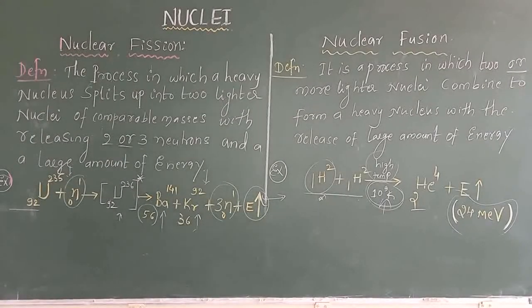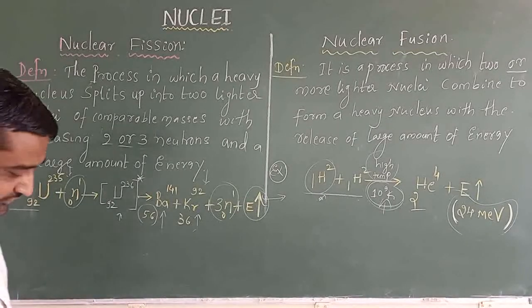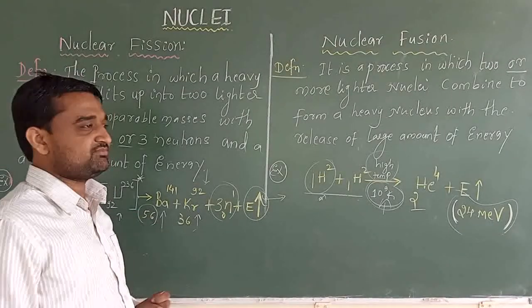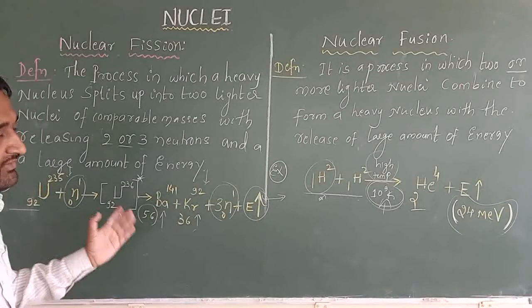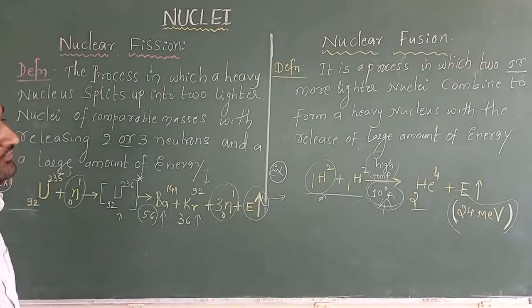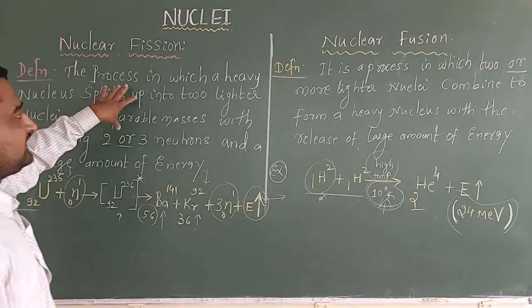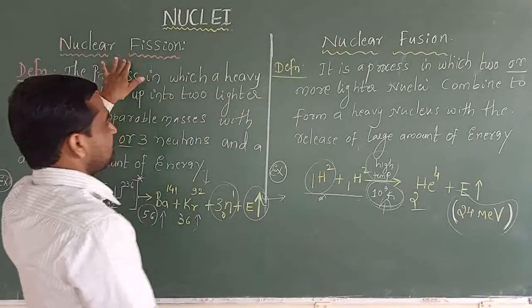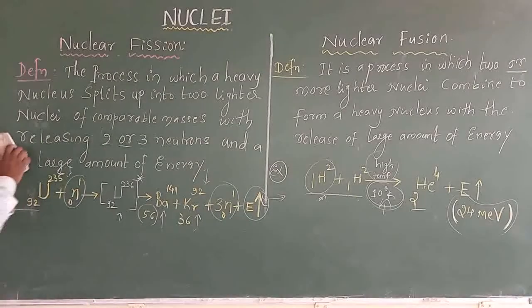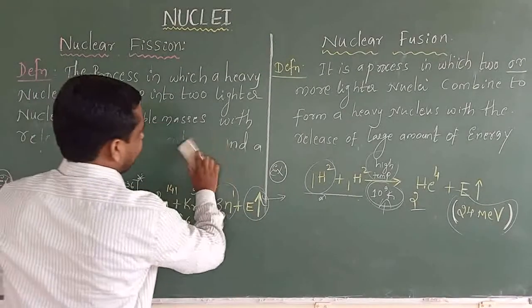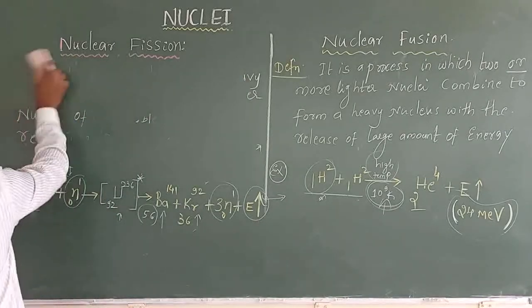Now, what are the important differences between nuclear fission and nuclear fusion? In the examination, you may get a question of 3 marks or 5 marks: write the difference between, or distinguish between, nuclear fission and nuclear fusion. For 3 marks, you have to write 3 differences, and for 5 marks, you have to write 5 differences. One difference you can write is the definition of nuclear fission and nuclear fusion, and the second is the examples. Now let us see the next difference.